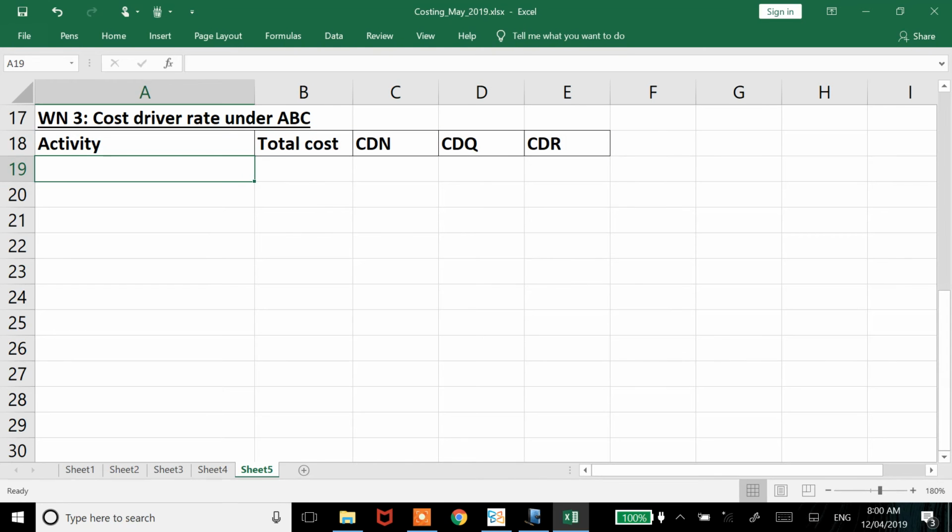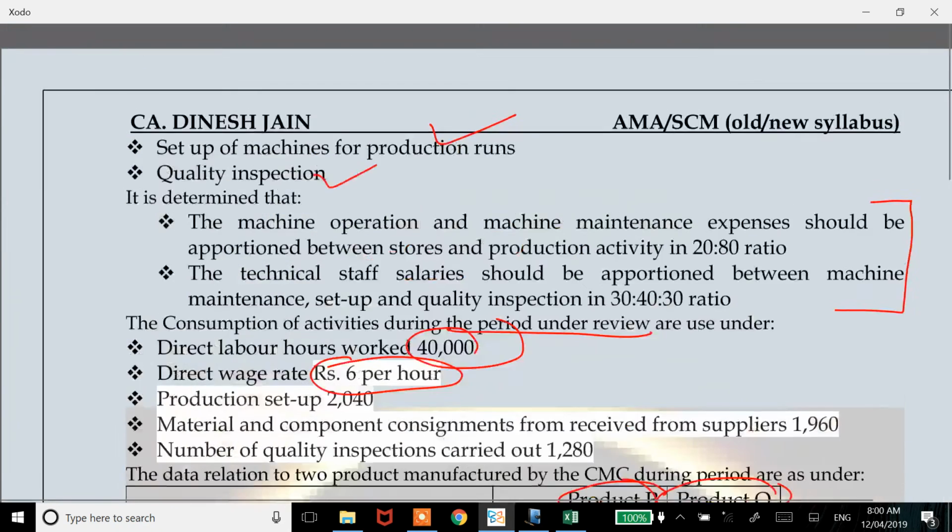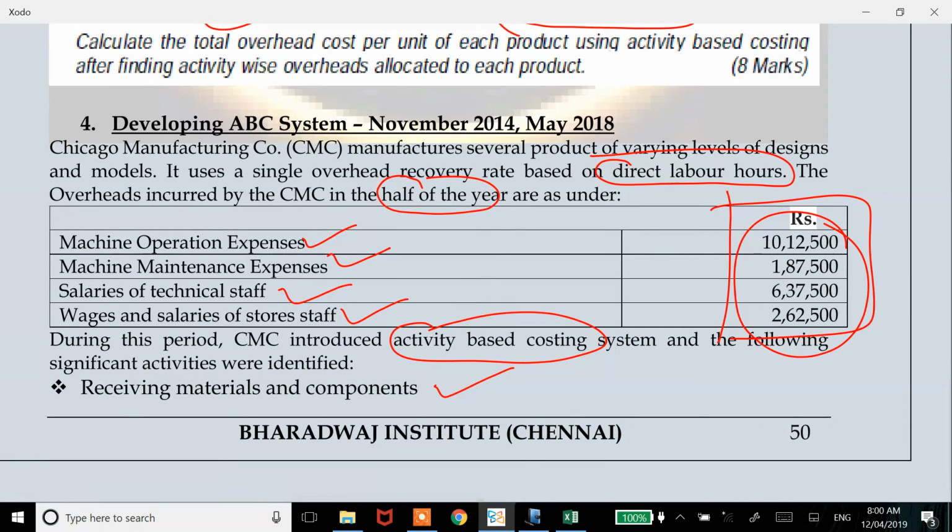The only challenge here is I don't have the cost directly, so I'll have to do some analysis and come back to this. Activity, total cost, cost driver name, cost driver quantity and cost driver rate. When it comes to the activity, according to this question, these are the activities, so let's write them.